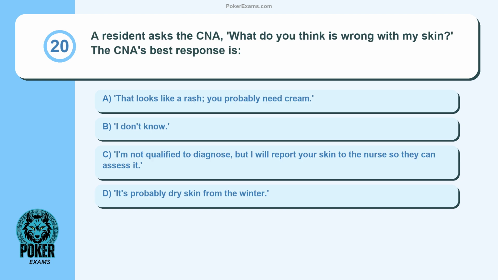Question 20. A resident asks the CNA, "What do you think is wrong with my skin?" The CNA's best response is, "That looks like a rash, you probably need cream." "I don't know. I'm not qualified to diagnose, but I will report your skin to the nurse so they can assess it." "It's probably dry skin from the winter."